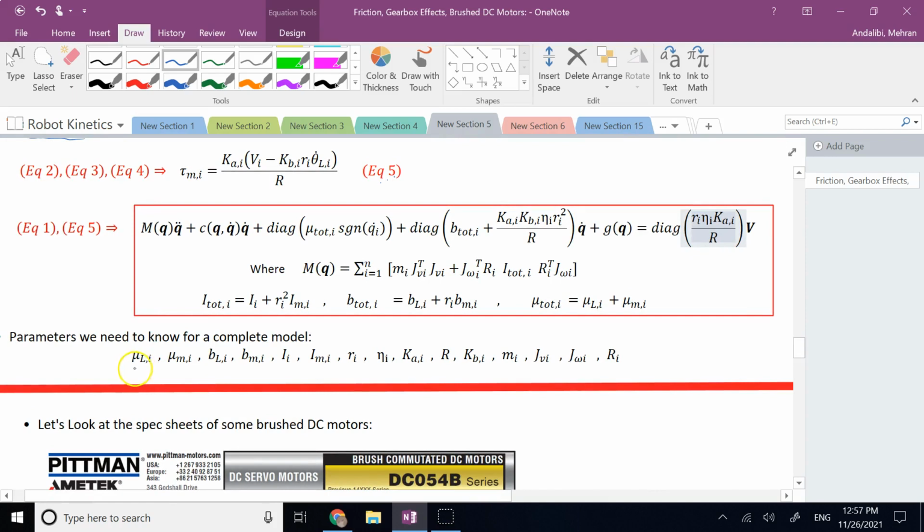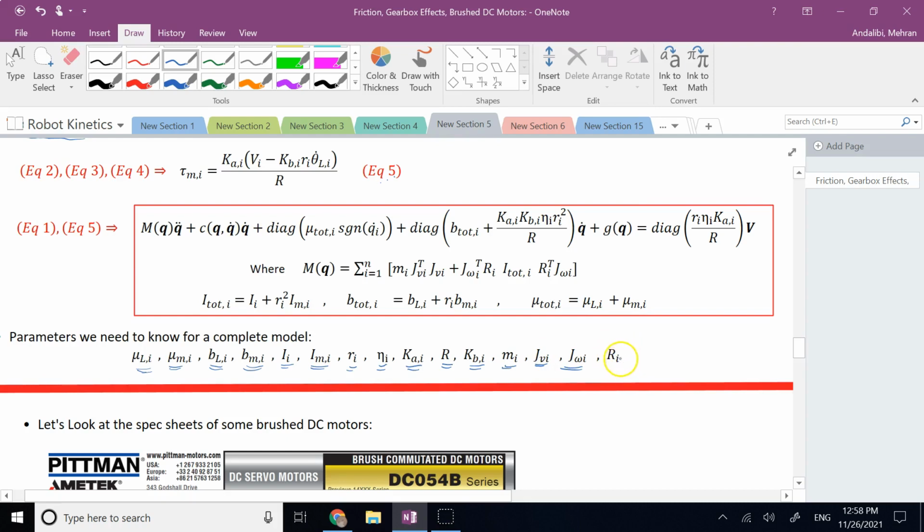What are they? You need to know the static coefficient of friction for each link and for each shaft of the motor, the viscous damping coefficients for the link shafts and the motor shafts, the inertia for the link, the inertia for the motor shafts, the gearbox speed ratios, the gearbox efficiencies, the torque constants, the resistance in the circuit of the DC motor, the back EMF constant in the circuit of the motor, the mass of each link, the components of the Jacobian for linear and angular velocity, and finally Ri.